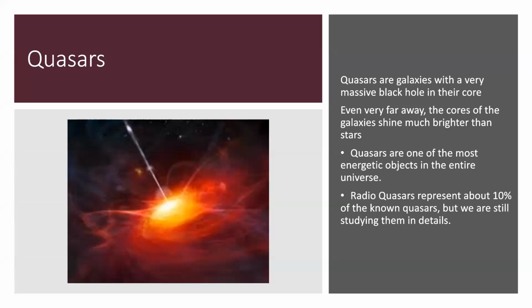Quasars. Quasars are galaxies with a very massive black hole in their core. Even when very far away, the cores of the galaxies shine much brighter than stars. Quasars are one of the most energetic objects in the entire universe. Radio quasars represent about 10% of the known quasars, but we are still studying them in detail.